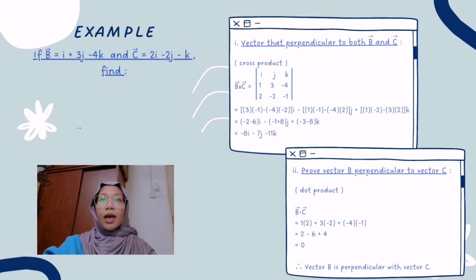And the second one, we need to prove that vector B is perpendicular to vector C. When we say prove vector B perpendicular to vector C, we will use the dot product. So B dot C equals 1 times 2 plus 3 times negative 2 plus negative 4 times negative 1, and then we will get the answer 0. When the answer is 0, therefore vector B is perpendicular to vector C.